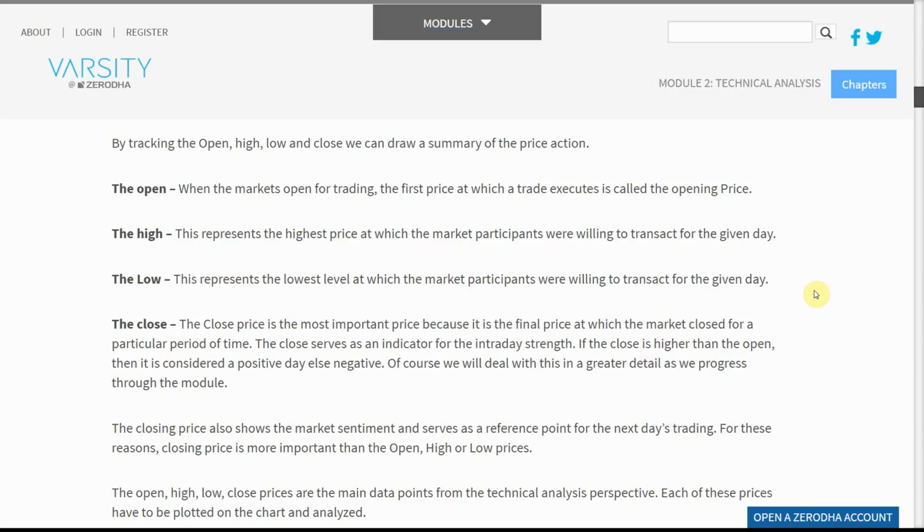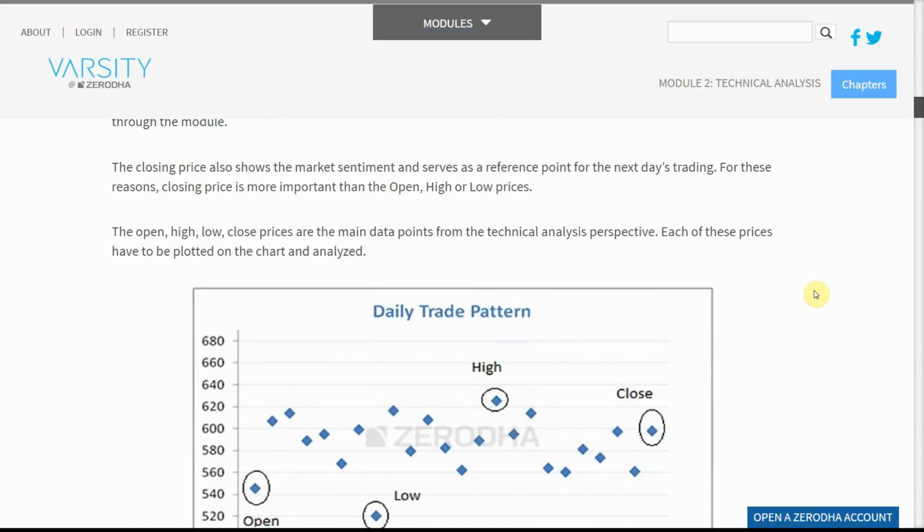The close serves as an indicator for the intraday strength. If the close is higher than the open, then it is considered a positive day, else negative. Of course, we will deal with this in greater detail as we progress through the module. The closing price also shows the market sentiment and serves as a reference point for the next day's trading. For these reasons, the closing price is more important than the open, high or low prices.